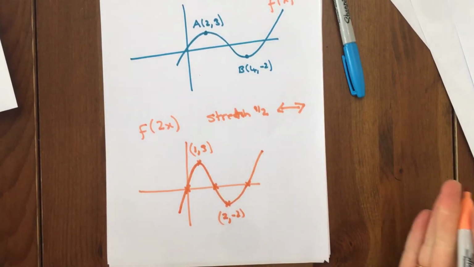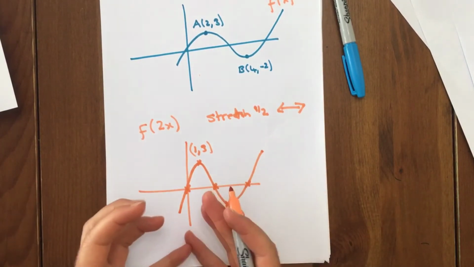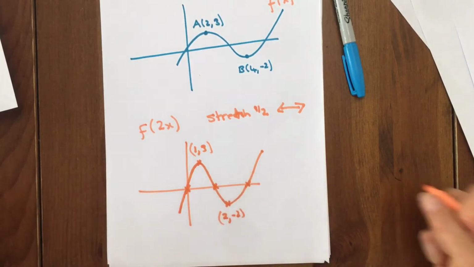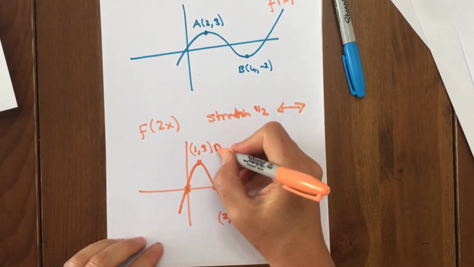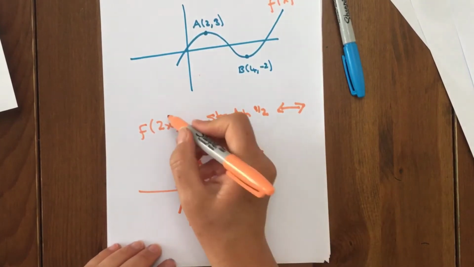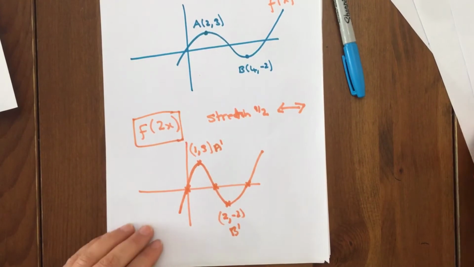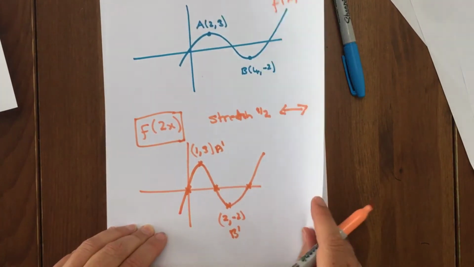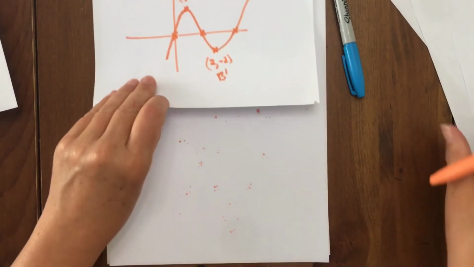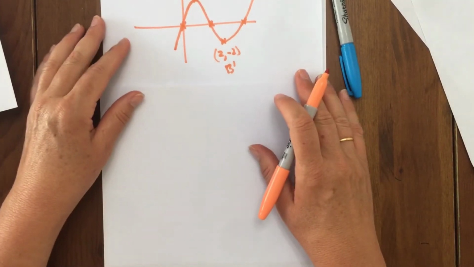So it's come in on itself by 1/2. It's condensed rather than stretched out. So this is my new A dash, this is my new B dash. So this is the first part of my transformation, f of 2x. Now let's look what would happen when I put 1/2 in front of it.